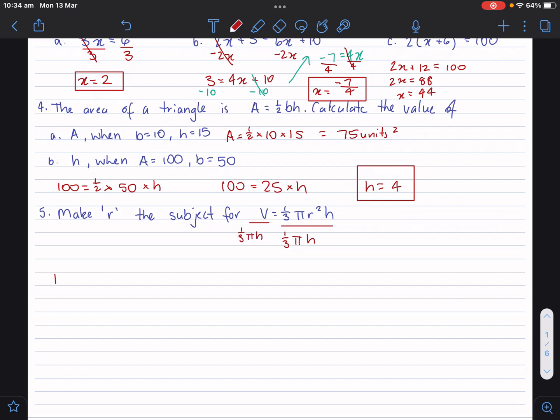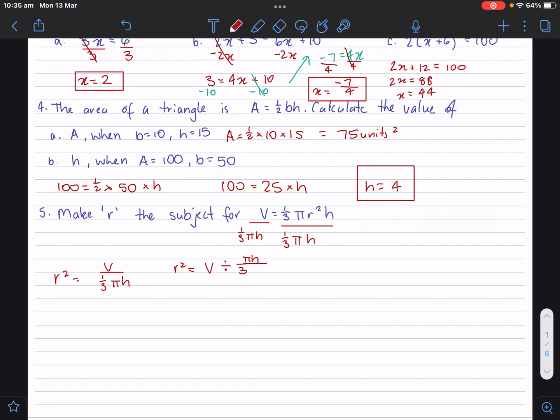So I get R squared equals V over a third pi H. Now, before I get rid of the squared, I need to simplify this. So how do I simplify this? So I have R squared equals V, because a fraction line means divided by. So I can write divided by 1 over 3 pi H. So pi H stays up the top. And I don't need to put the 1 there. So let's get rid of the 1.